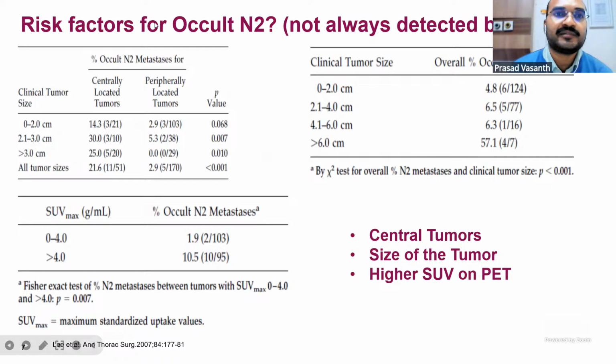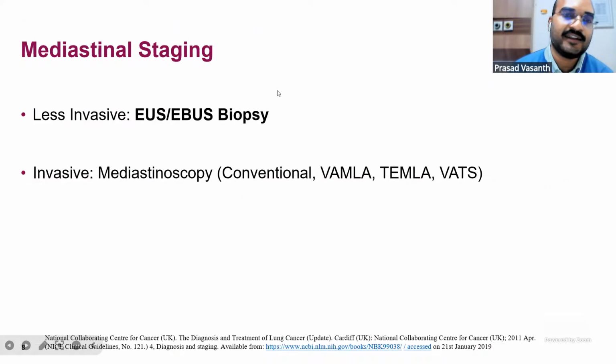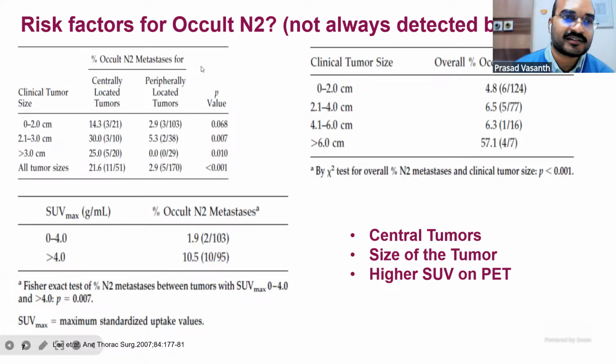So, what are the risk factors for a patient to harbor occult N2 disease? As we can see in this retrospective analysis of surgical specimens, as the size of the tumor increases, the possibility of harboring occult N2 metastasis also increases. In a patient with a tumor size of more than 6 centimeter, there is almost 50% chance that there may be occult N2 metastasis. Other factors to be looked at are the location of the primary, the size of the tumor, and the SUV. A high SUV might also correlate with the presence of occult N2 metastasis, as do central tumors.